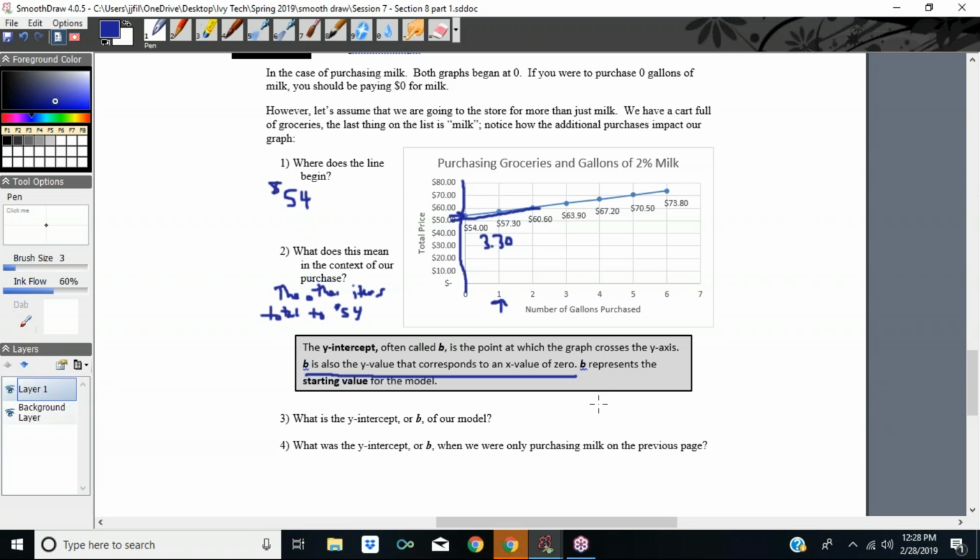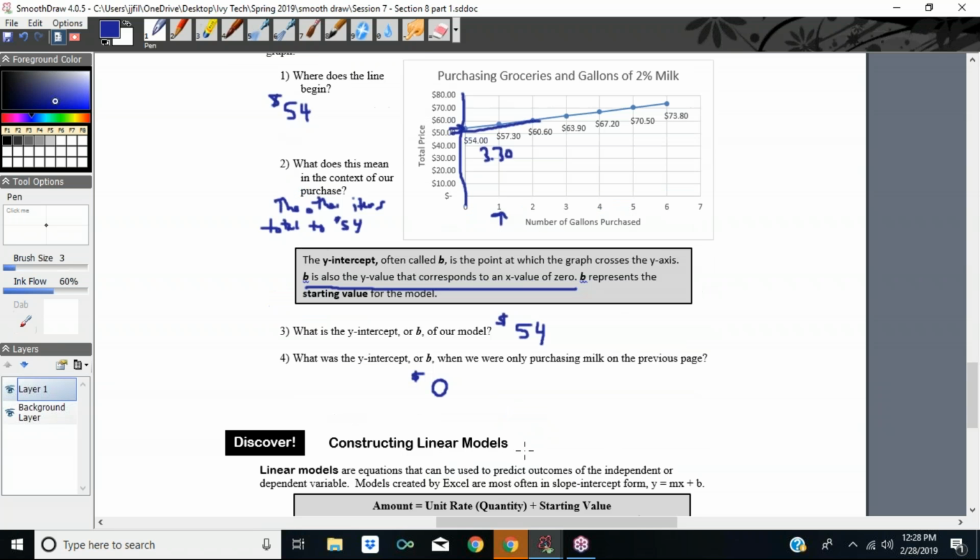What is the y-intercept for this model? Well, we already determined that. It was $54, right? And it says, what was the y-intercept when we were only purchasing milk? Well, that was 0 because the total cost of the groceries before the milk was $0.